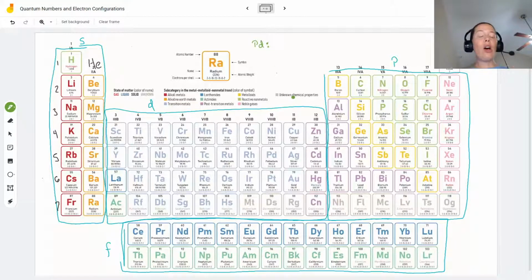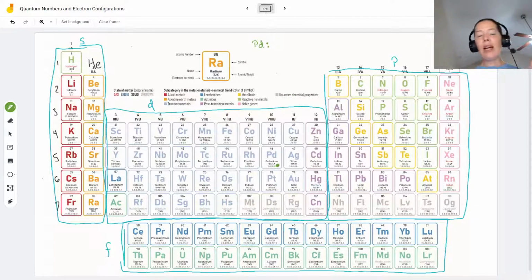And it depends on your class and your teacher or your professor. Some just want you to predict just based on the rules and not do exceptions, and others will want you to do exceptions. So you'll have to check and see again with your teacher or your professor which one you're going to have to do. But let's do palladium here.